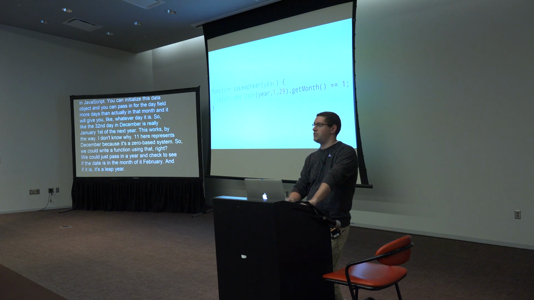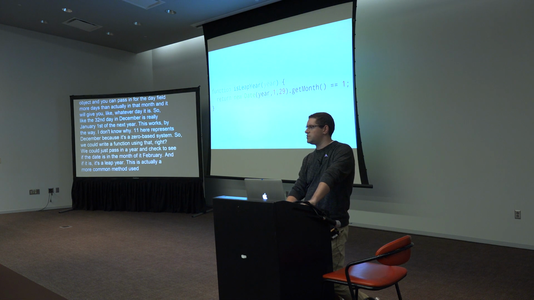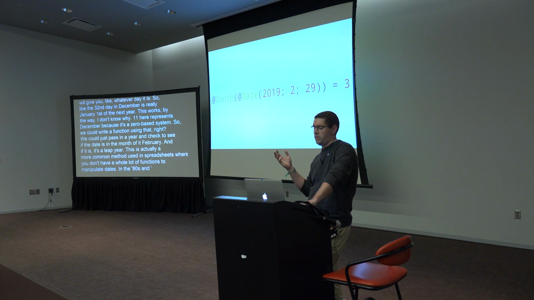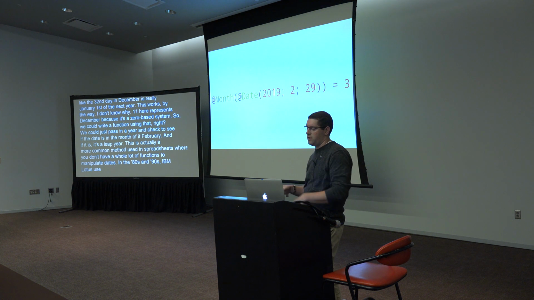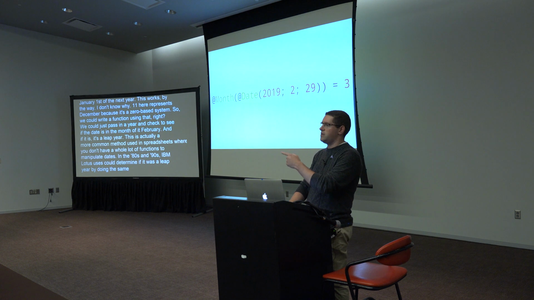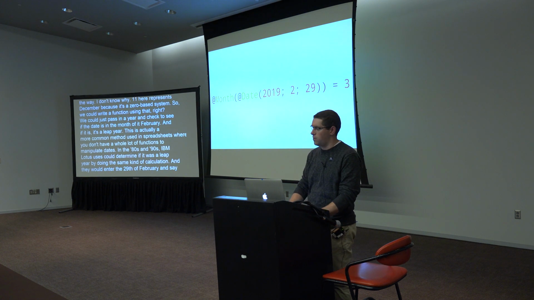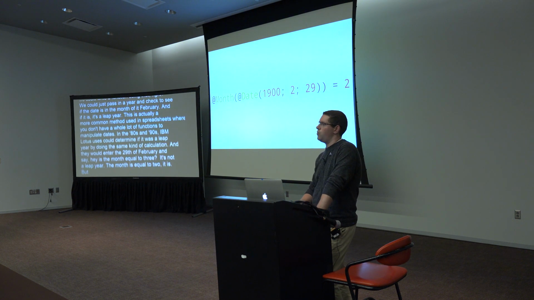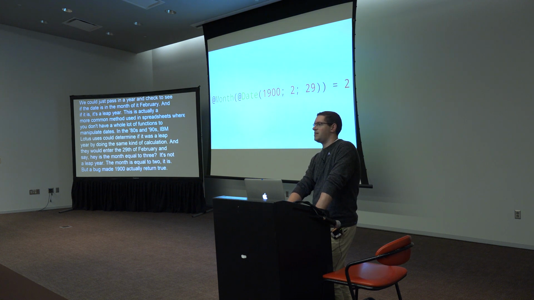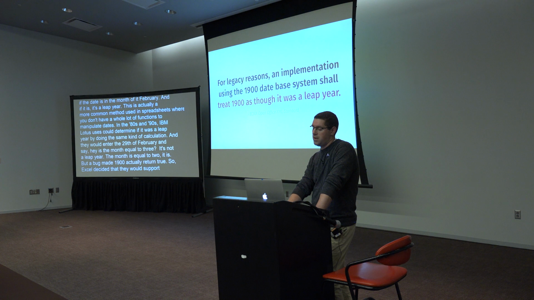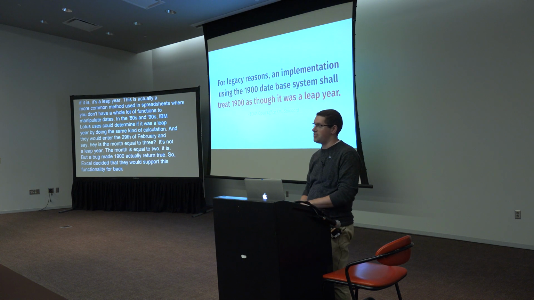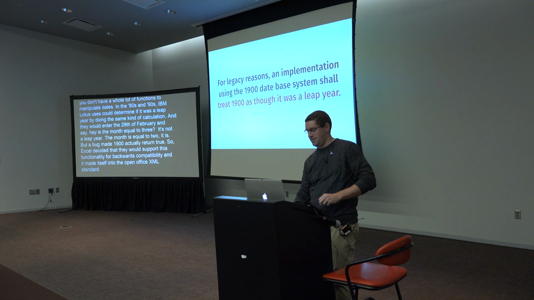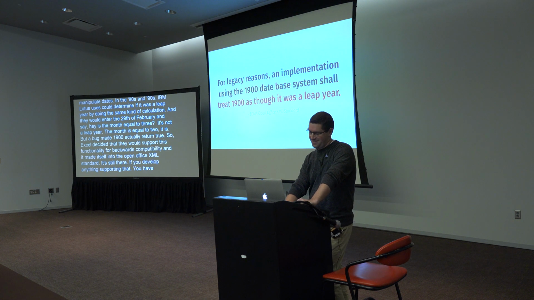This is actually a more common method used in spreadsheets, where you don't have a whole lot of functions to manipulate dates. In the 80s and 90s, IBM Lotus users could determine if a year was a leap year by doing the same type of calculation. They would enter the 29th of February and say, hey, is the month equal to 3? Then it's not a leap year. Or if the month is equal to 2, it is. But a bug made 1900 actually return true. So Excel decided that they would support this functionality for backwards compatibility, and it made its way into the OpenOffice XML standard, and it's still there. So if you ever develop anything supporting that, you have to make 1900 a leap year.